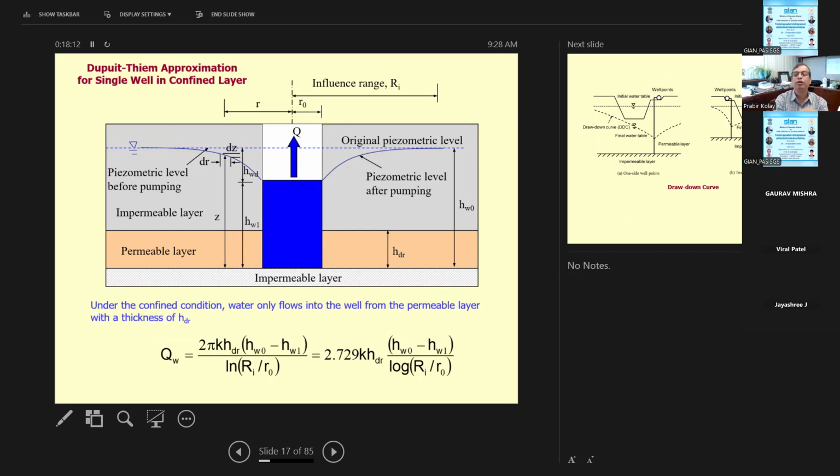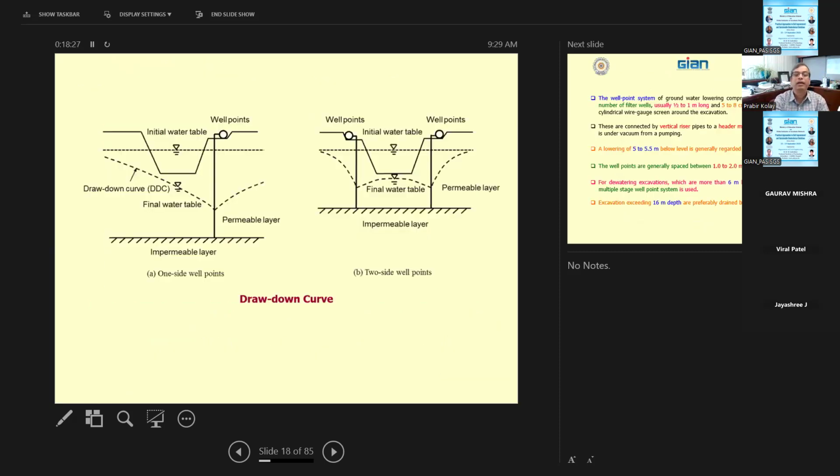Basically, you need to know the diameter of the well and the distance of the influence, the influence radius, the influence zone. After that, there is no water table reduction. You need to know all this, and then easily you can calculate.